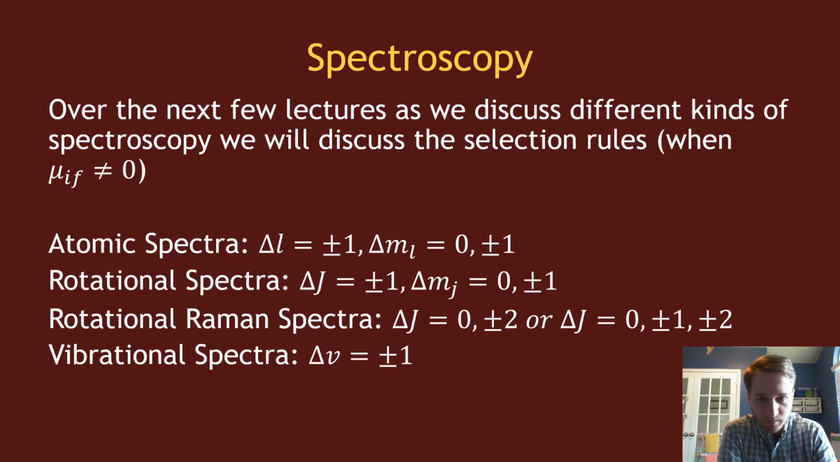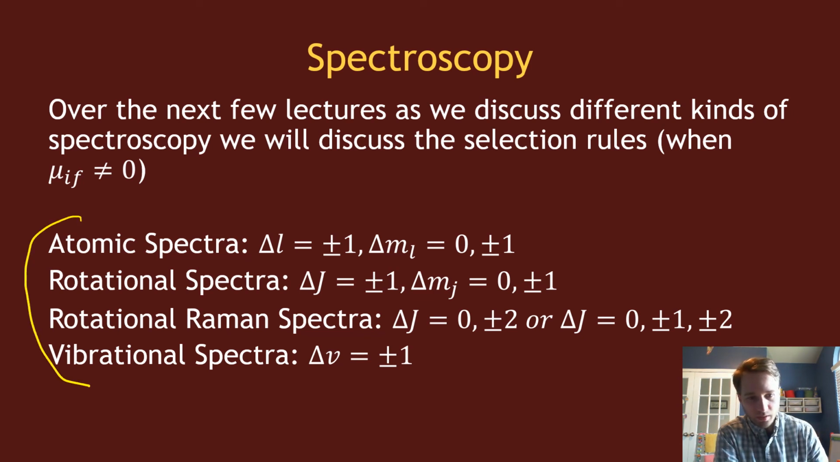We'll go over these selection rules over the next series of lectures. There's a number of selection rules based off of the transition dipole moment of when it's not going to equal 0. Those are given here. In terms of atomic spectra, rotational Raman, and vibrational spectra, there are different selection rules for the changes in the quantum numbers related with those energies, that must occur through the absorption or emission of light.